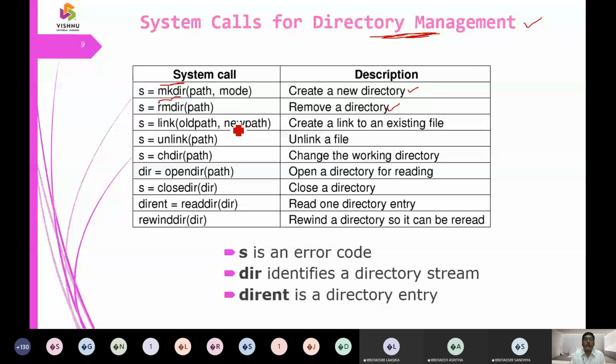Next one, we are going to link the old path to the new path. So we will be having this create a link to an existing one. So new path, now it is going to be moved to the old path. So we are going to call it as linking. Similarly, we are going to say unlinking. Similarly, if we move from one directory to another directory, that is what we are going to say chdir, that is change the directory structure. So opening of a directory and closing of a directory.